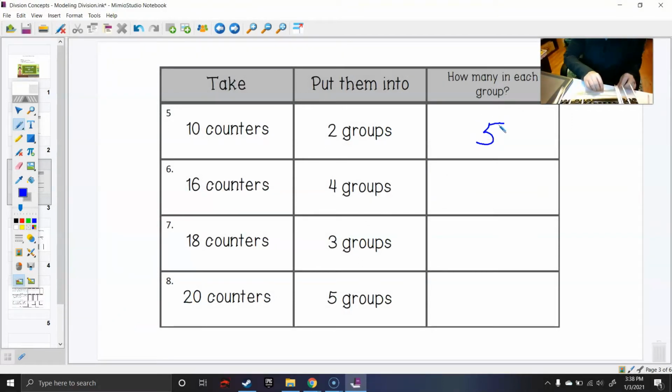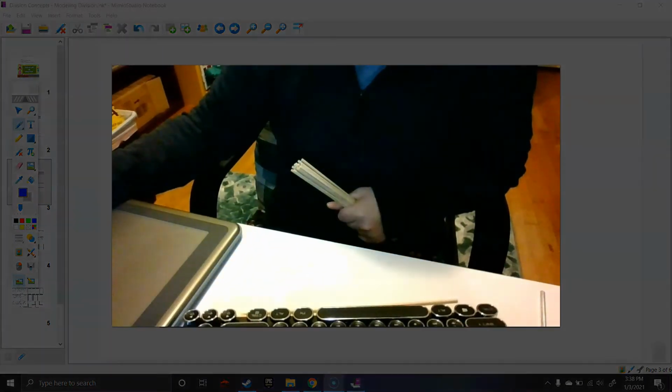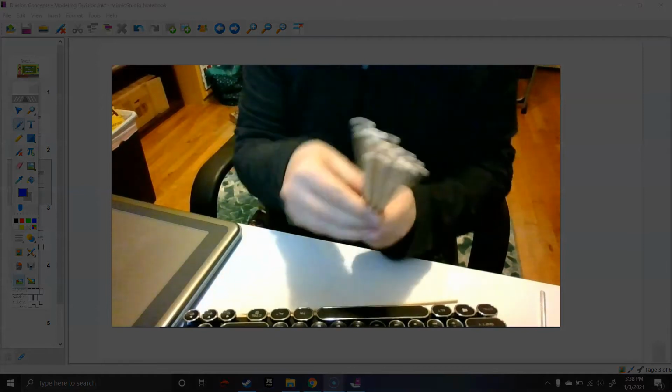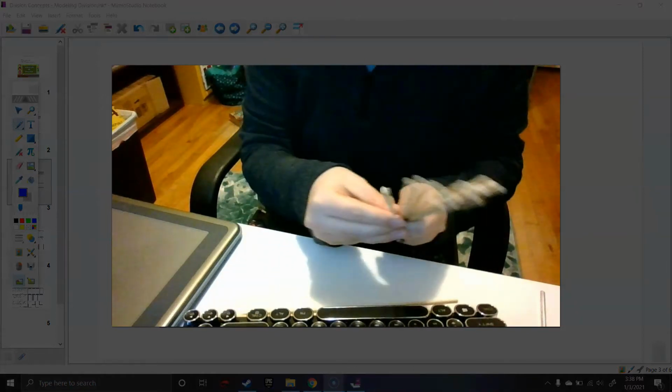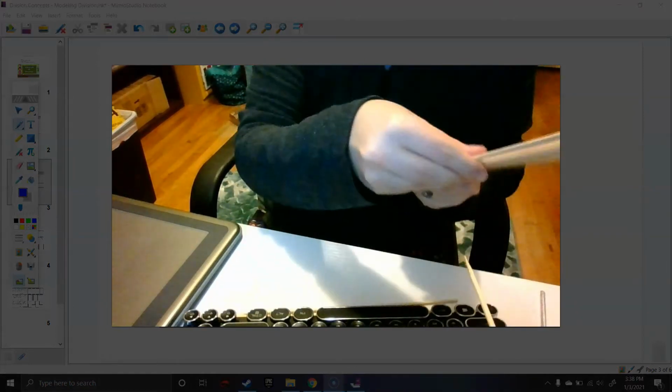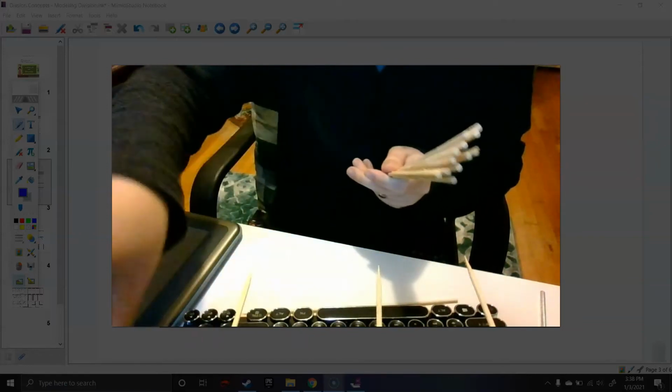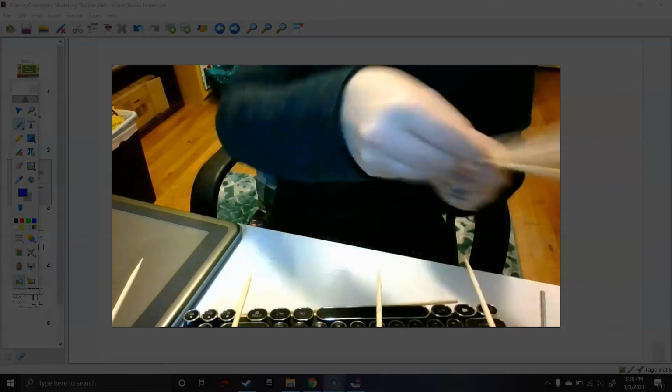All right, so now we have 16. 16 in 4 groups. Okay. All right, so I got 16 here. So do 1, 2, 3, 4 groups, right? And then we just continue.